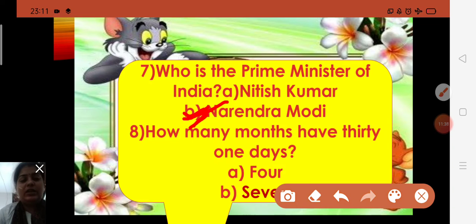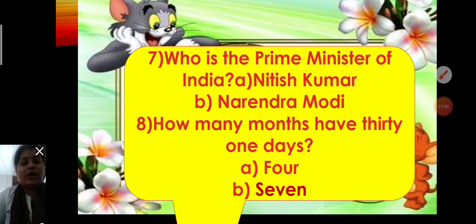Now, how many months have 31 days? Yes, children, it is asking about 31 days. So there you will have to write: 7 months have 31 days, 4 months have 30 days, and 1 month has very few days. Okay, February has the least number of days.